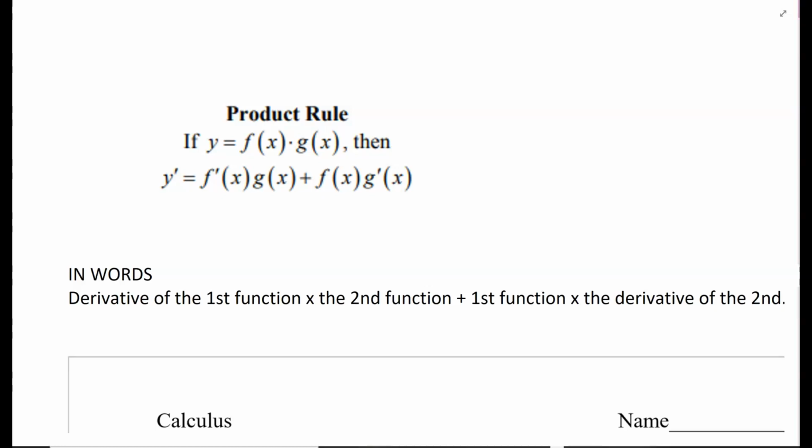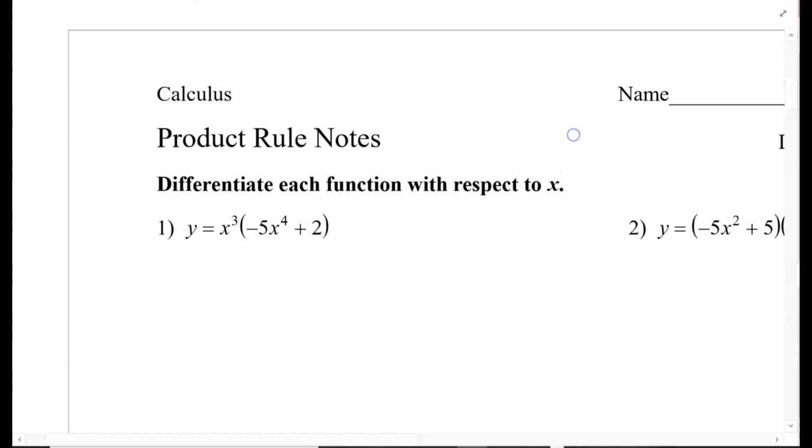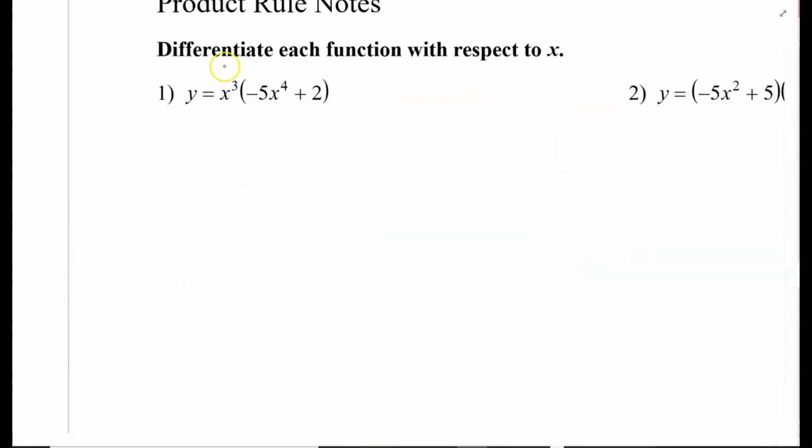Alright guys, today we're going to look at using the product rule to take a derivative. You'll use this anytime that you have a function that is the product of two functions themselves. So you're going to take the derivative of the first function times the second function plus the first function times the derivative of the second.